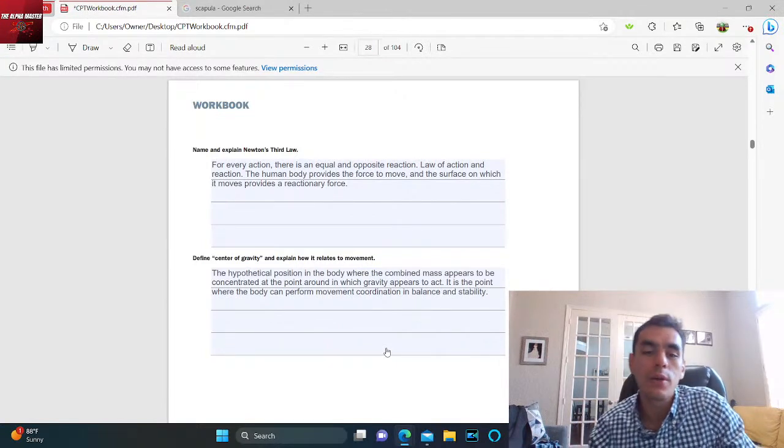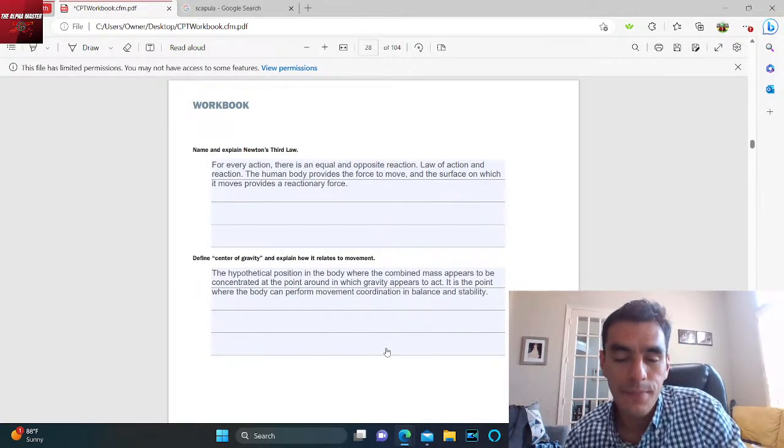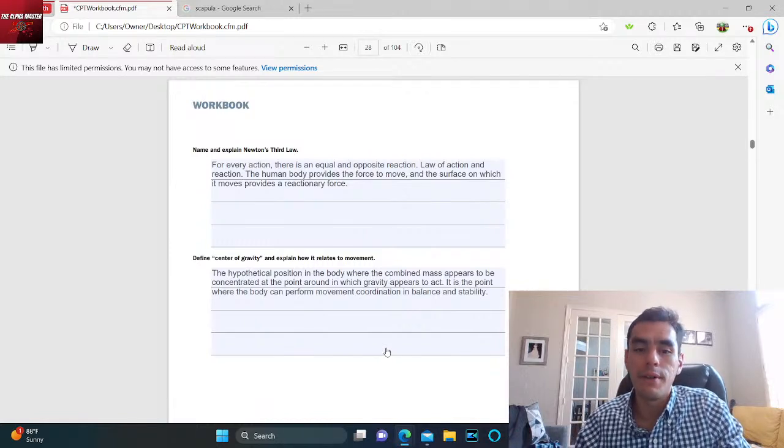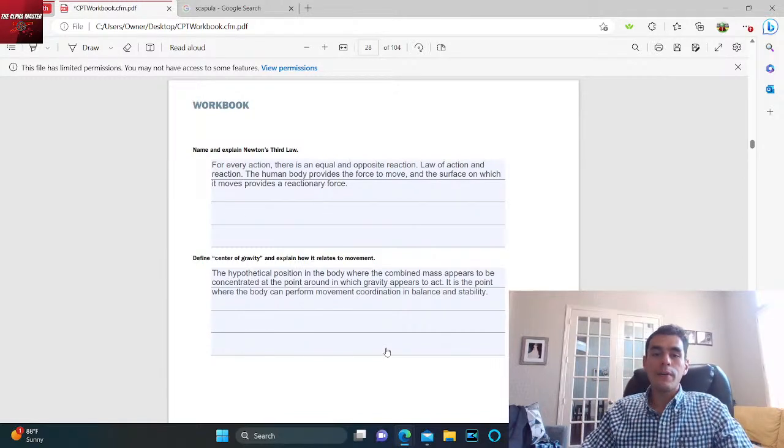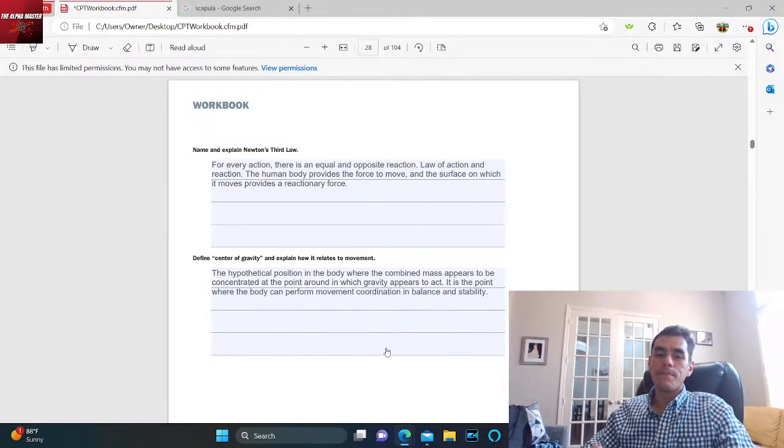Define center of gravity and explain how it relates to movement. Now, center of gravity. The hypothetical position in the body where the combined mass appears to be concentrated, at the point around which gravity appears to act. It is a point where the body can perform movement, coordination, imbalance, and stability.